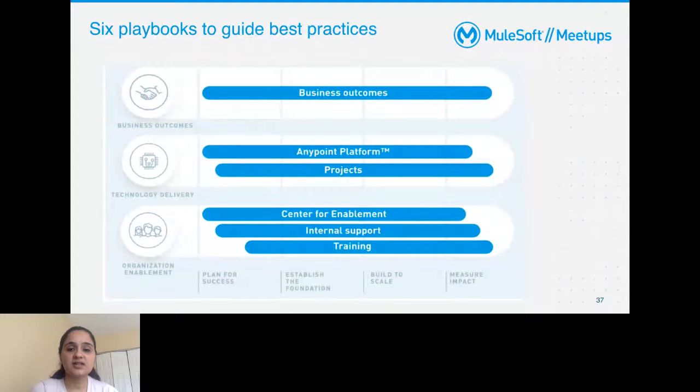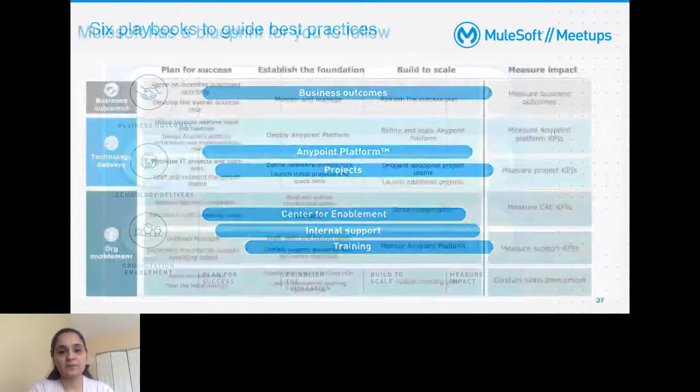Third one is the organization enablement. In that, they do the center for enablement. They make everyone in the organization aware about the Anypoint platform and internal support. They make sure that stakeholders are all aligned, and also provide training to employees at various levels in the organization. So these 6 are the playbooks they follow with each organization in every industry, as MuleSoft best practices to achieve the customer's vision of business transformation and make it very successful.